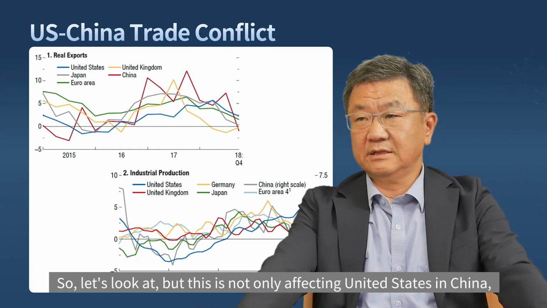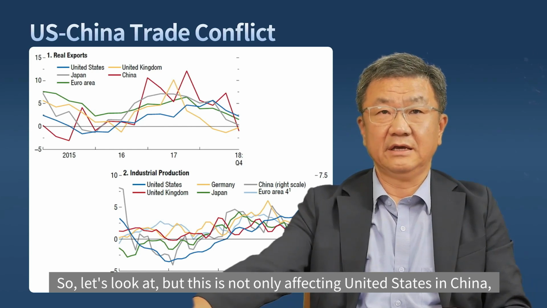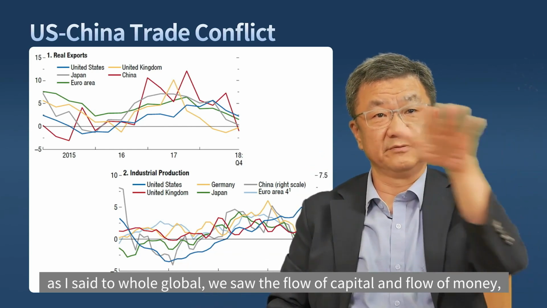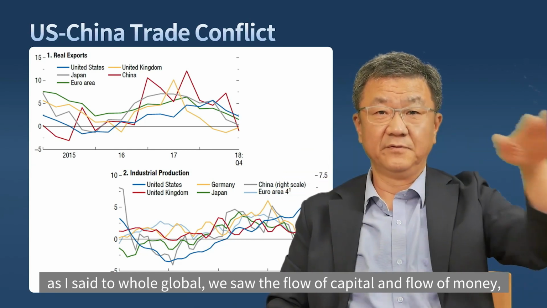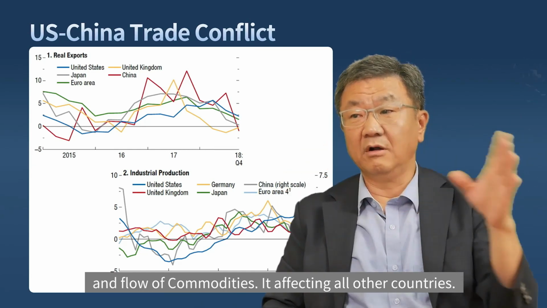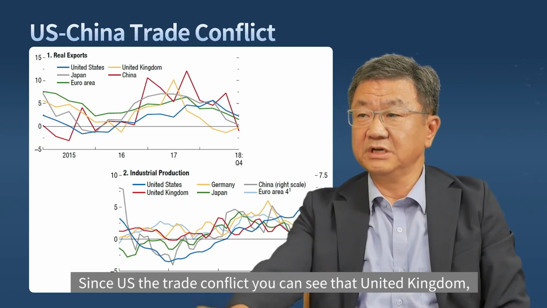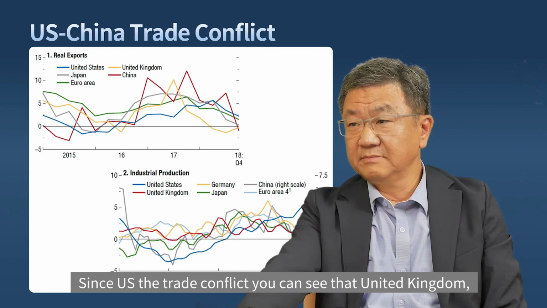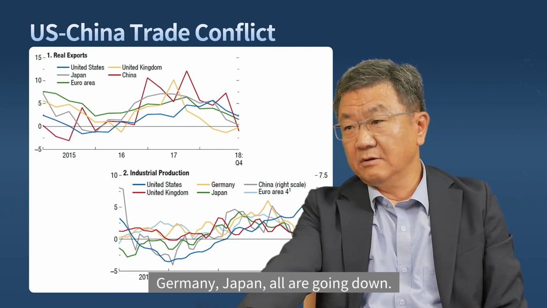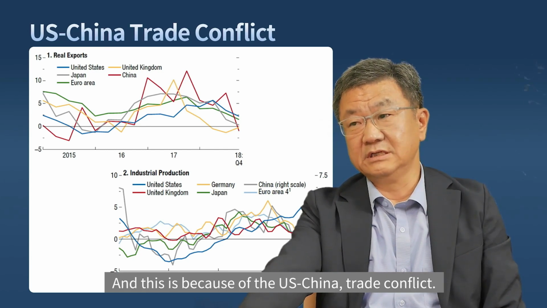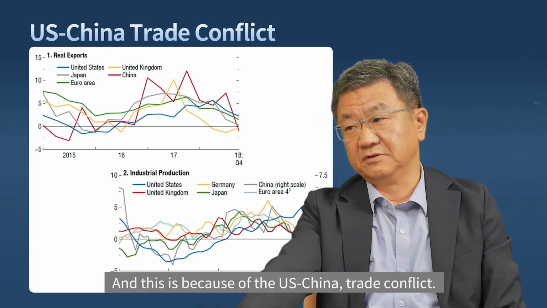But this is not only affecting the United States and China. As I said, we saw the flow of capital and flow of money and flow of commodities is affecting all other countries. Since the US trade conflict, you can see that the United Kingdom, Germany, Japan, all are going down. All the exports are going down. And this is because of the US-China trade conflict.